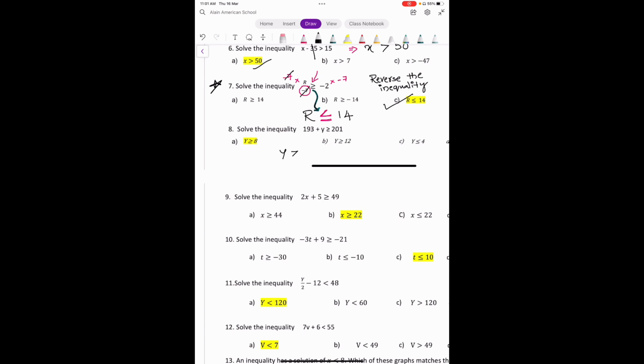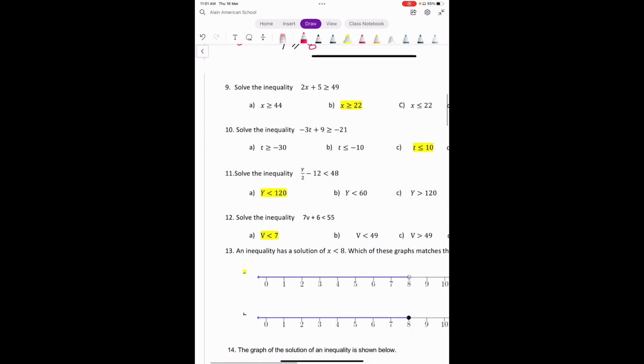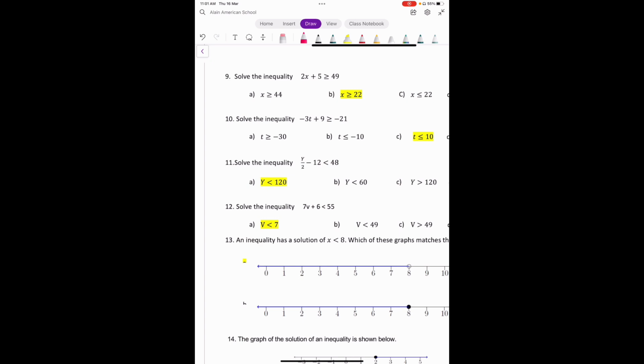So y greater than or equal to, I'm talking about the 8th question now. Y greater than or equal to, because I have a positive 193, I can do a negative 193 here and a negative 193 here, which will be y greater than or equal to 201 minus 193, which is 8. So y greater than or equal to 8. Now you can still solve the inequality here, which is the 9th question, which is the same as the 8th one. The 10th one is also the same.